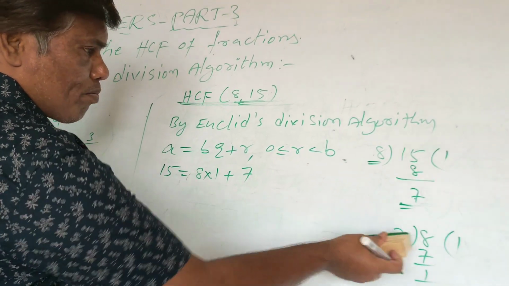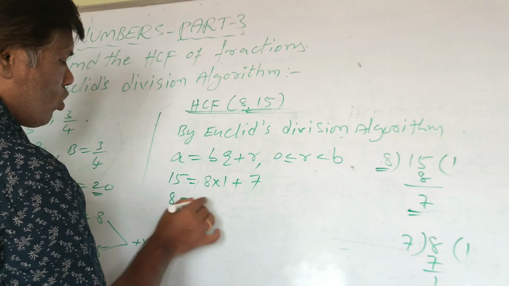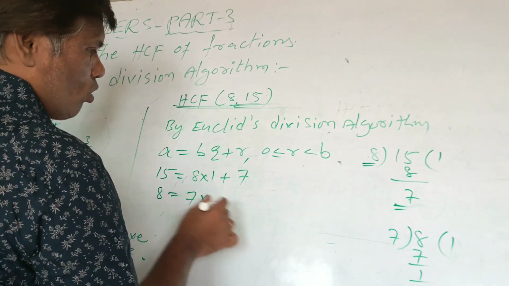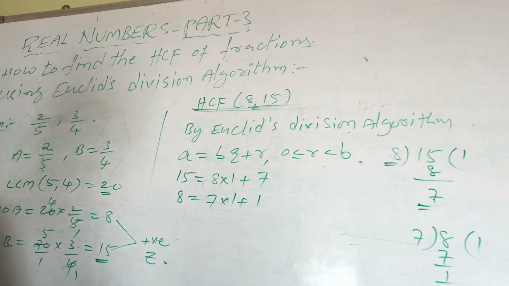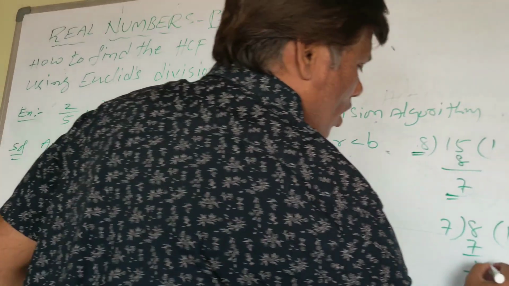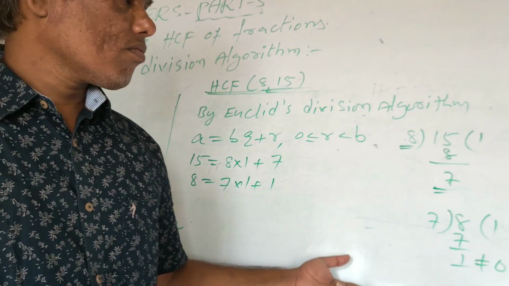So let us express this division also in the form of an equation. Dividend 8 is equal to divisor 7 into quotient 1 plus remainder 1. So here also the remainder is not equal to 0. Again we have to go for step 3.